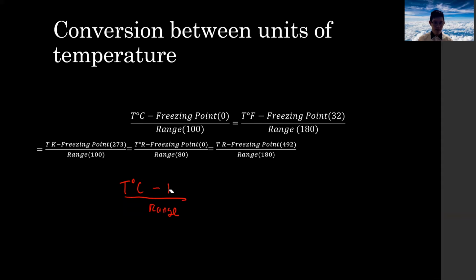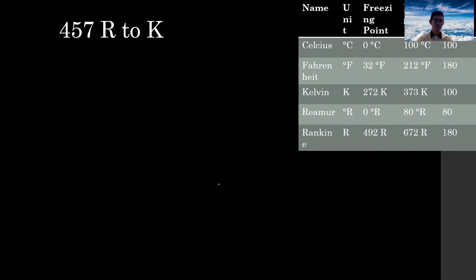The freezing point is, I can just instantly write 0. The range is 100, will be equal to temperature of Fahrenheit minus the freezing point of Fahrenheit, which is 32, divided by the range, which is 180. So let's try some example questions of conversion between units of temperature.